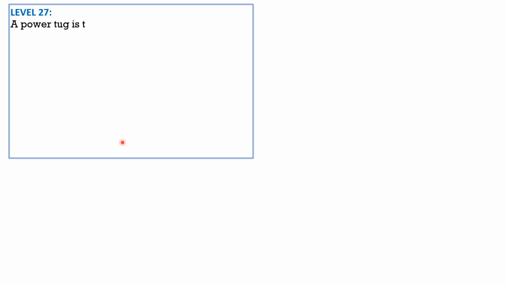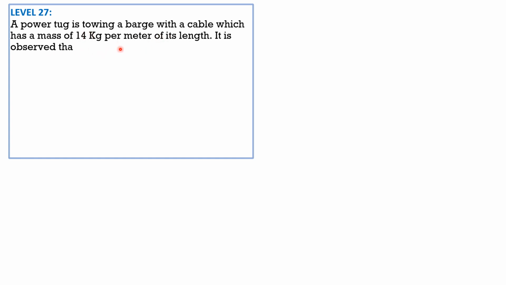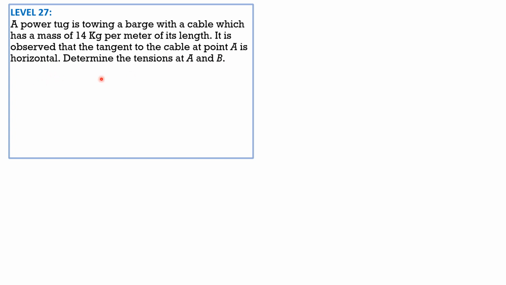Level 27 problem. A power tug is towing a barge with a cable which has a mass of 14 kg per meter of its length. It is observed that the tangent to the cable at point A is horizontal. Determine the tensions at A and B.